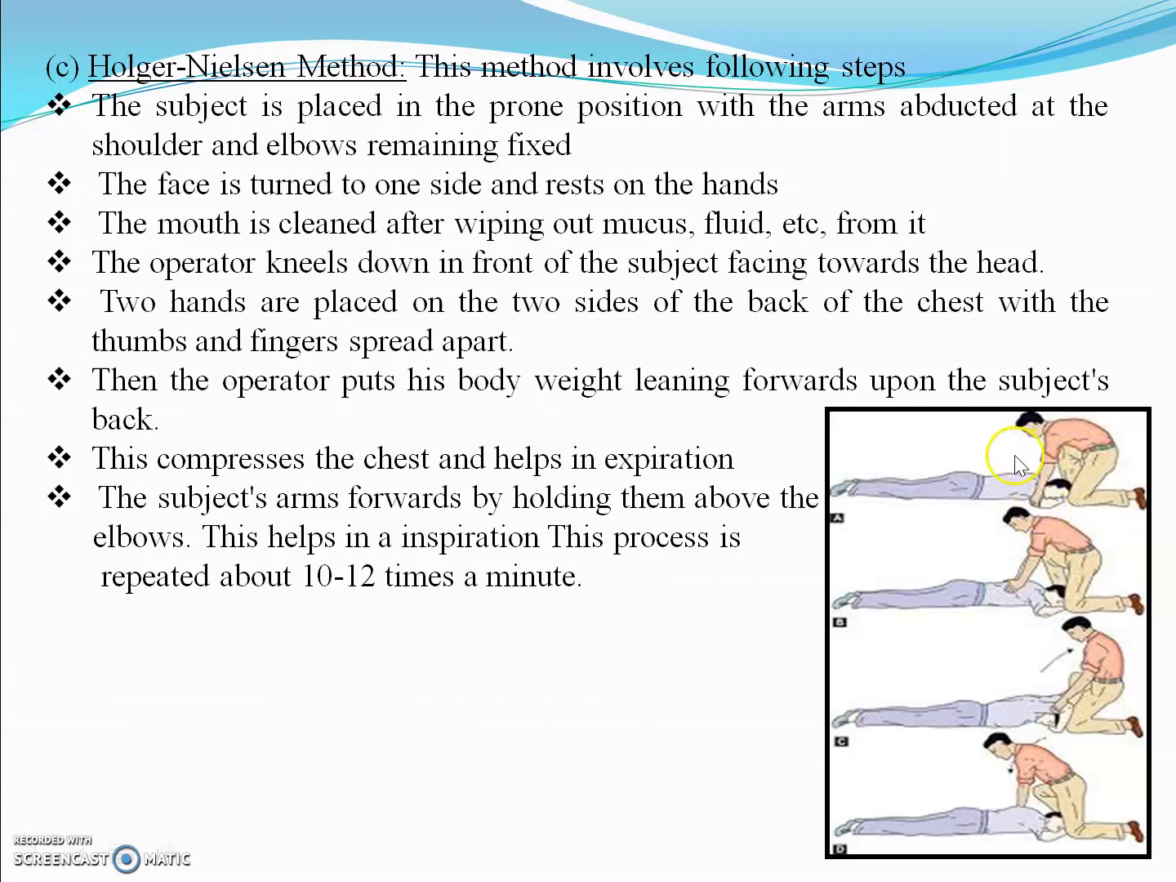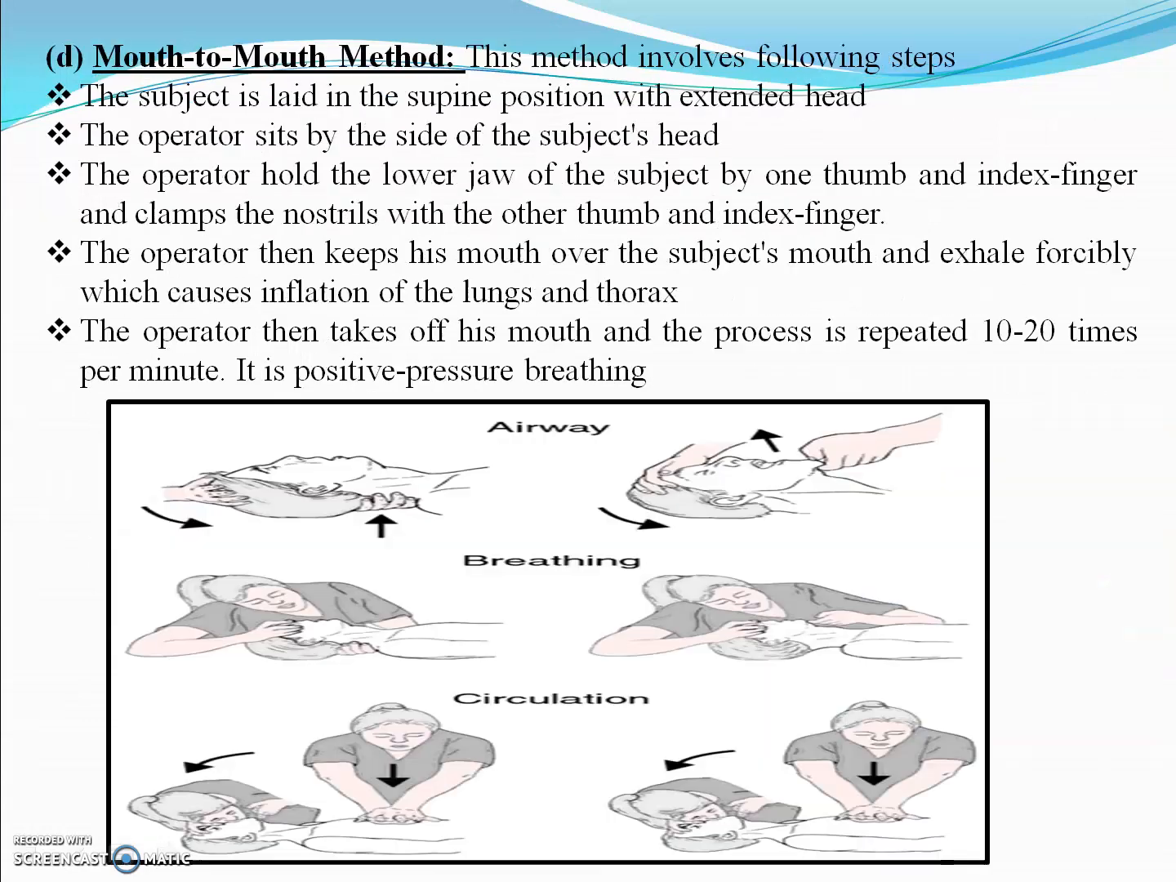Here you can see a subject and operator. First, this is the position in which you have to ask the subject to lie down. Then the operator gives pressure on the chest. By compressing the chest, it causes expiration or exhalation. Then he pulls his hands away from the body, holding the elbows and pulling the arms. This again causes inspiration, and this process is repeated 10 to 12 times.